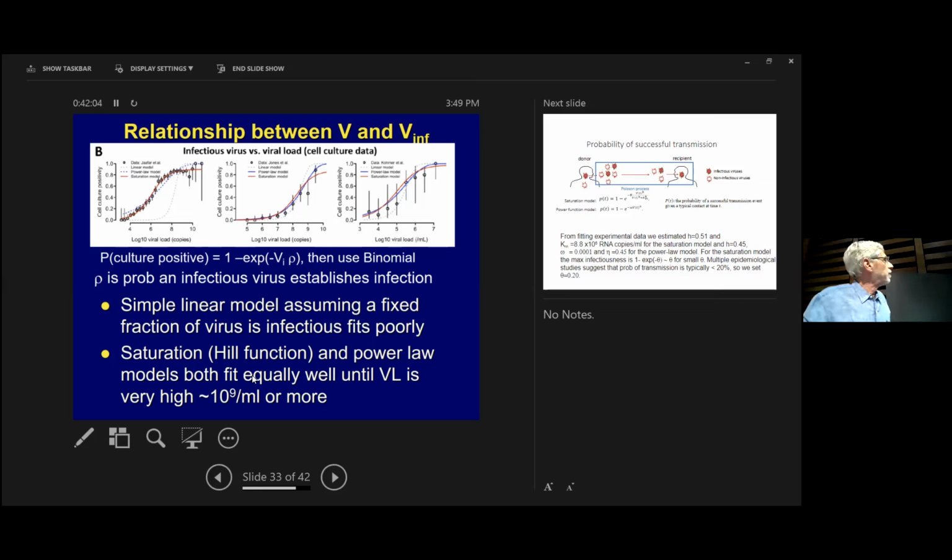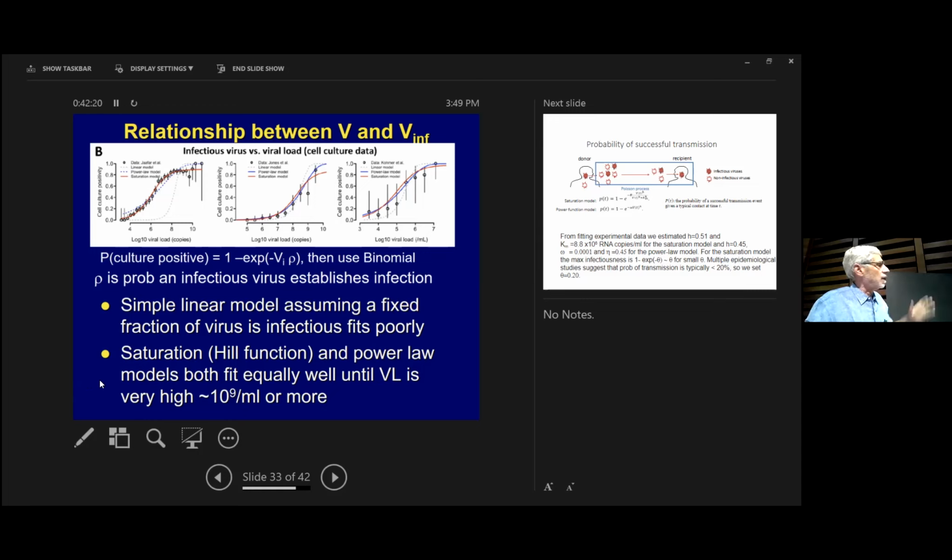So the simple linear model, the one that says it's proportional, fits the data terribly. If you look at the Jaffa data, it's the dotted line in my slides. I hope you can see that. It's sort of an S-shaped curve at the bottom, and the same in the other two data sets. It doesn't fit at all.